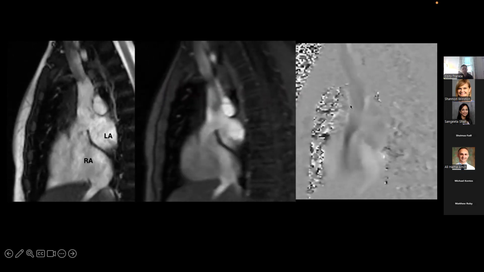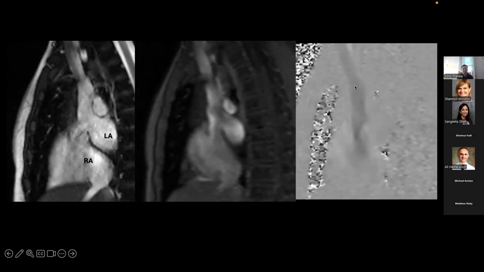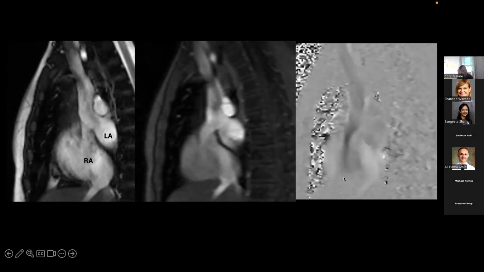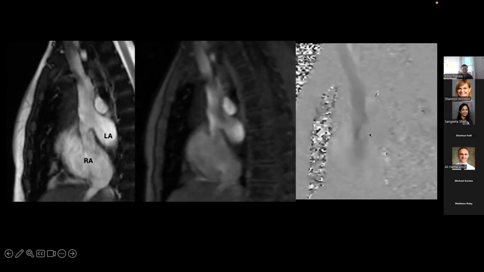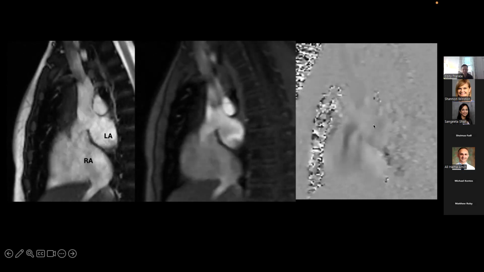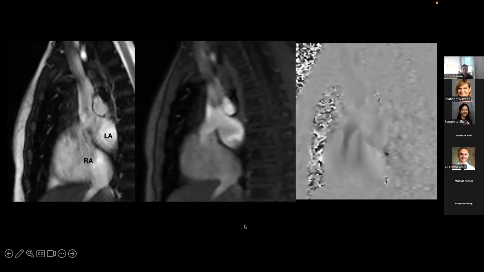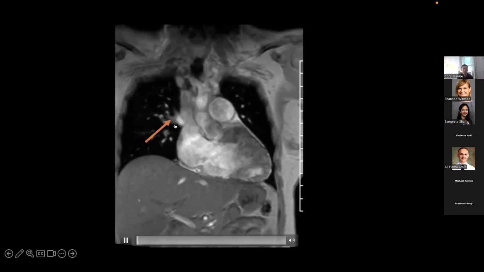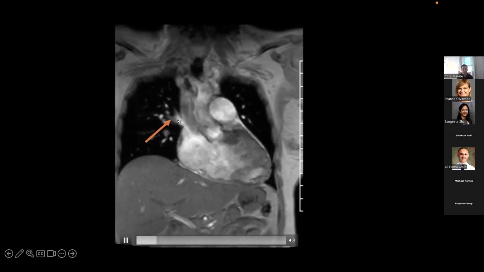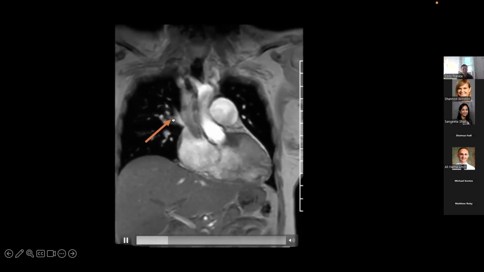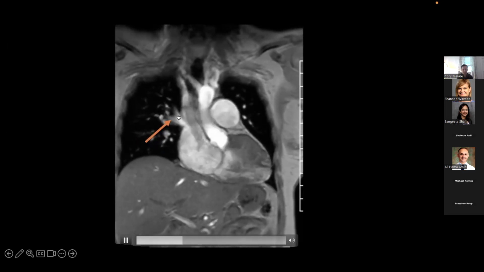The flow images show that the flow from the SVC is mainly directed toward the right atrium here. And also there's some flow from the left atrium to the right atrium, a left to right shunt. In this patient, on coronal images, you can see that there is some partial anomalous pulmonary venous return from the right upper lobe inserting into the lower aspect of the SVC.